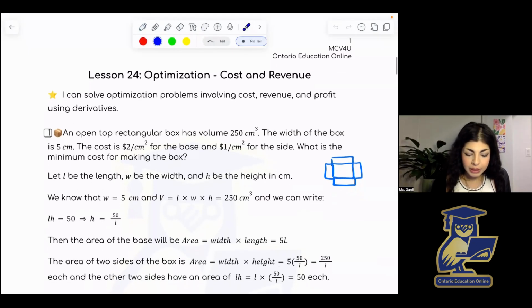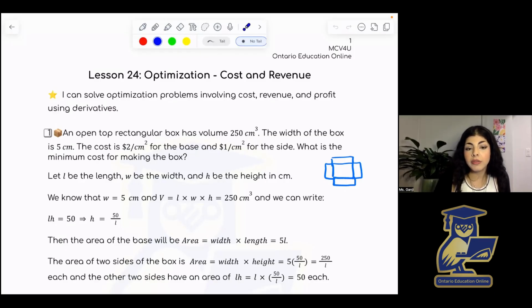So in our first example, we have an open top rectangular box that has a volume of 250 centimeters cubed. The width of the box is 5 centimeters. And to make this box, we have to consider the cost. The cost for the base is $2 per centimeter squared, so the area, and $1 per centimeter squared for the sides. And we want to know what's the minimum cost for making the box.